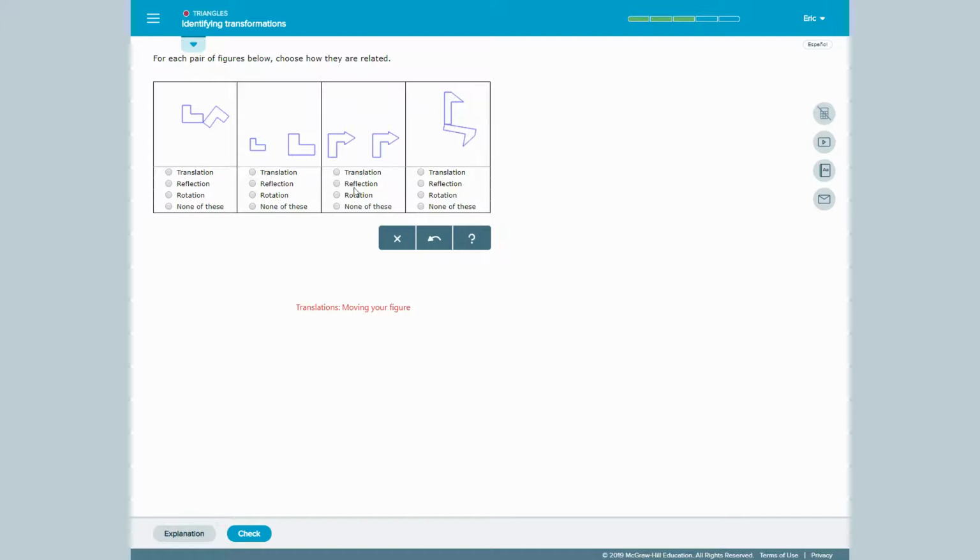So for example, this is a translation. This arrow is still facing the same way. It's the same size. It's facing the same orientation. It's just moved. So this is a translation.